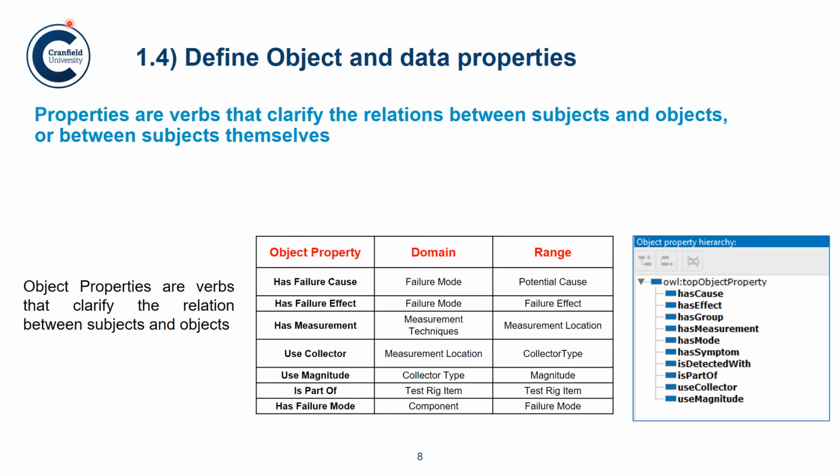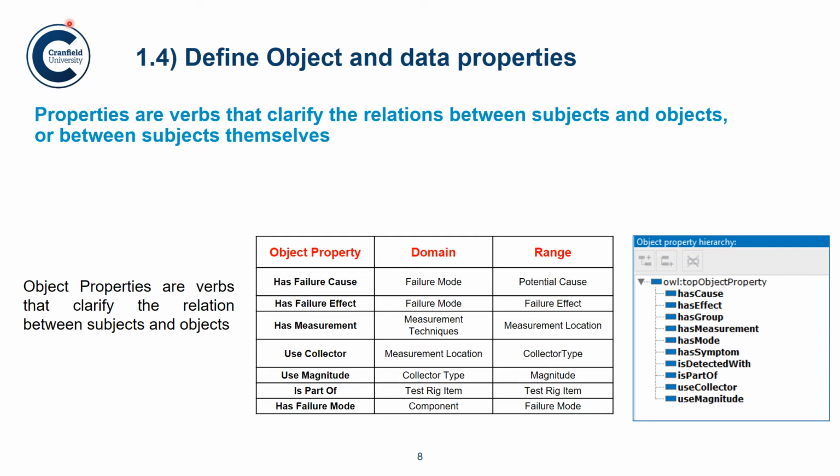The class hierarchies alone are insufficient to represent knowledge. They need to be accompanied by three distinct types of properties: object properties, data properties, and annotation properties. The object properties explain the associations among distinct classes. In other words, object properties are verbs that clarify the relation between subjects and objects.